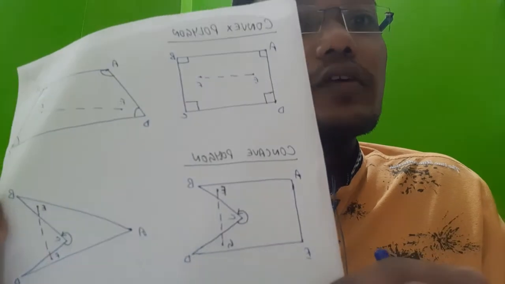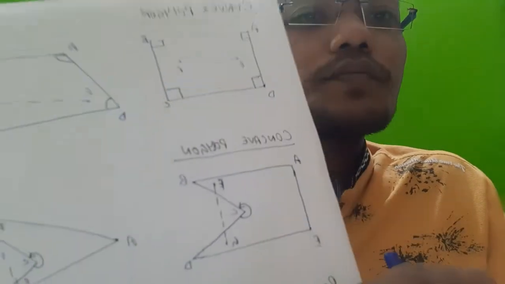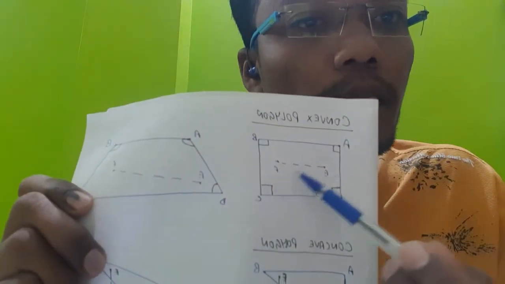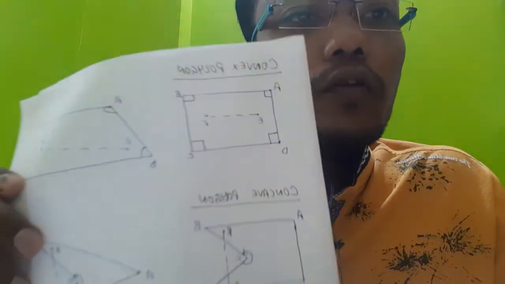So this was the basic definition of convex and concave polygons. And in our course, we will not be dealing with concave polygons. We'll be dealing with only convex polygons in which our line segment will be completely inside. So we'll be dealing only with convex polygons, right?